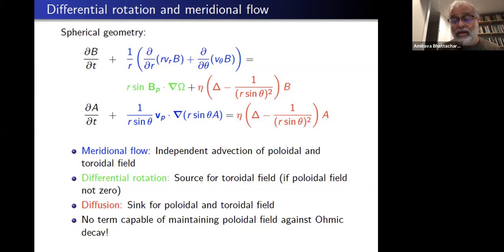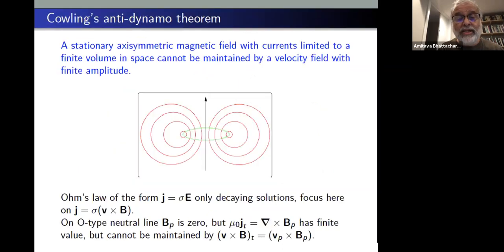So with your differential rotation, as long as you have diffusion in the problem, as long as you have axis symmetry, you have no mechanism for holding up the magnetic field against ohmic decay. Okay, Cowling's antidynamo theorem, which I will state as a theorem, and because of loss of time, I won't spend a lot of time going over it, but the three bottom lines are important, but I won't dwell on it. Let me just quote to you the theorem.